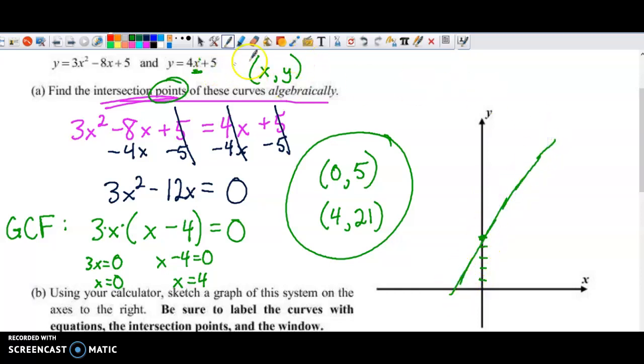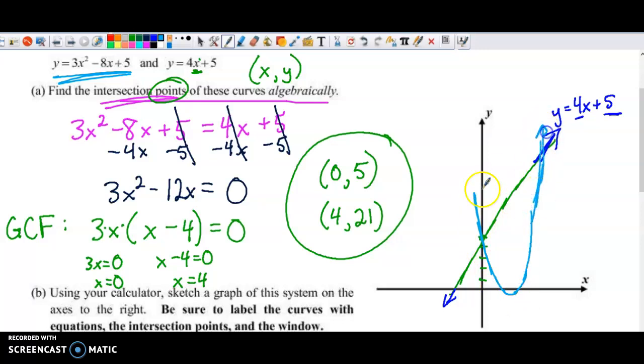But remember, I'm really exaggerating this y equals 4x plus 5. We have a y-intercept of 5 and a slope of up 4, right 1. So it looks something like that. And then the other graph, I'll do this. Parabola is the name of that curve. It dips down, and then comes back up.